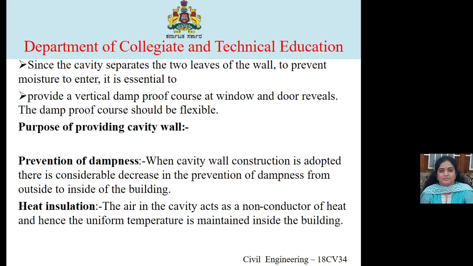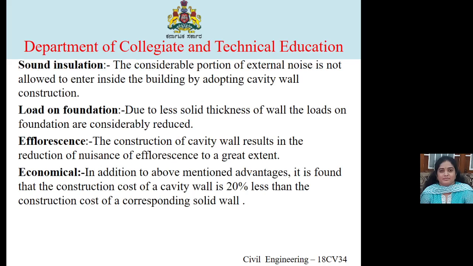Since the cavity separates the two leaves of the wall, to prevent the moisture from entering, it is essential to provide a vertical damp proof course at window and door reveals. The damp proof course should be flexible. Okay. So before that, I'll show you what it is.